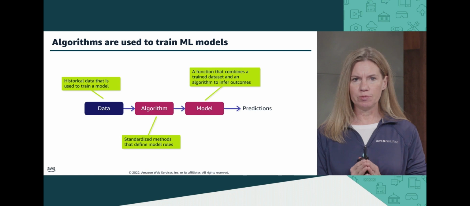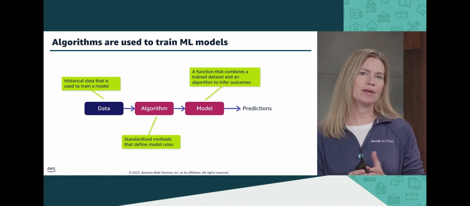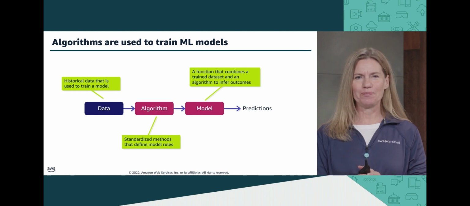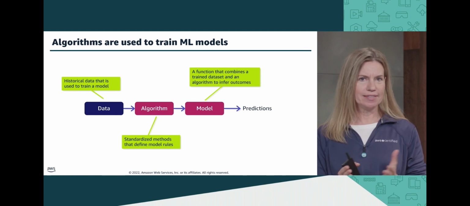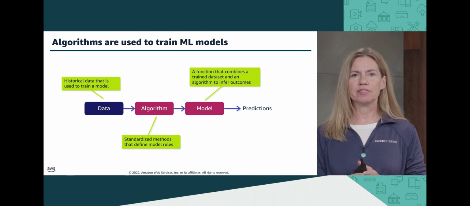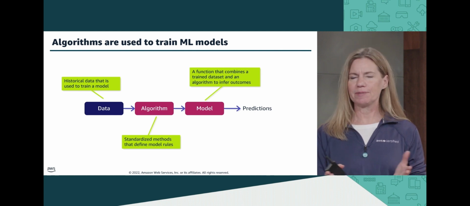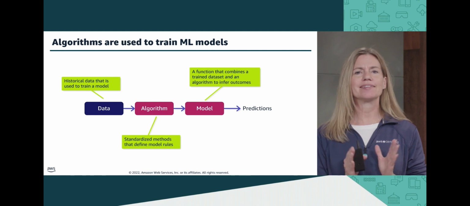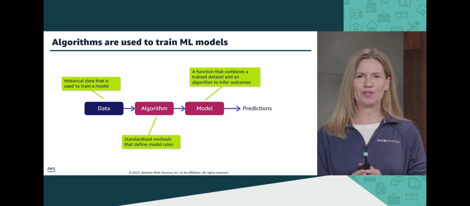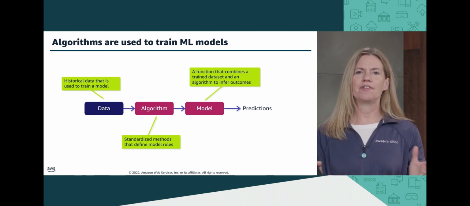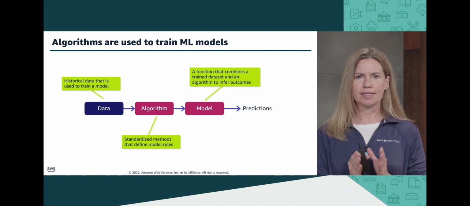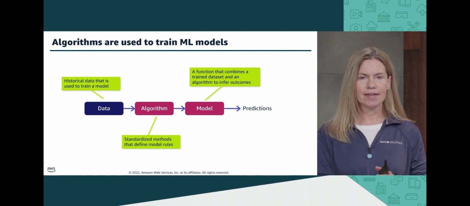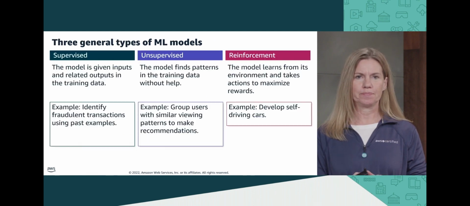Algorithms are standardized methods that define the rules of the model. You might think of the algorithm as a recipe and the model as your cake. You use the algorithm with your ingredients, the data, and evaluate what it produces. How does the cake taste? And then adjust. You could use the same ingredients and a different recipe, and that might produce a slightly different cake or an entirely different dessert. It's the combination of the ingredients and the recipe that define the end product. The model is the combination of your trained data set and the algorithm that you use.